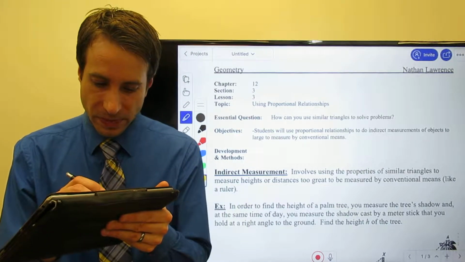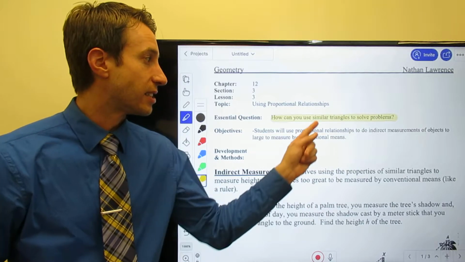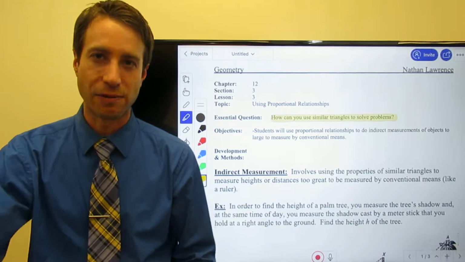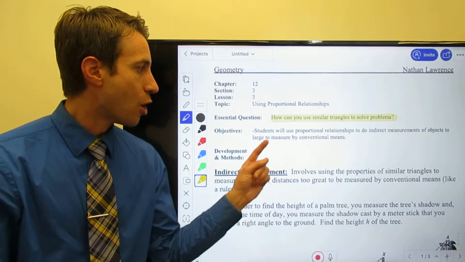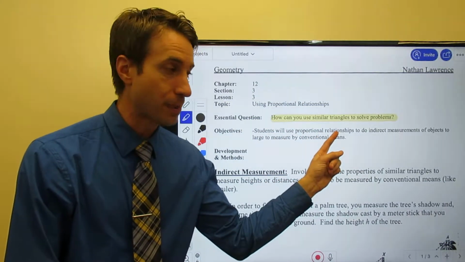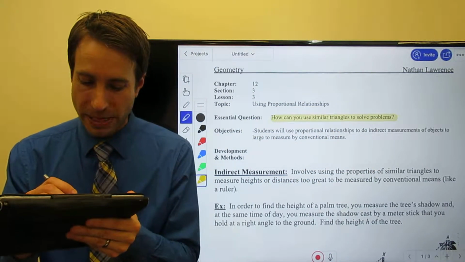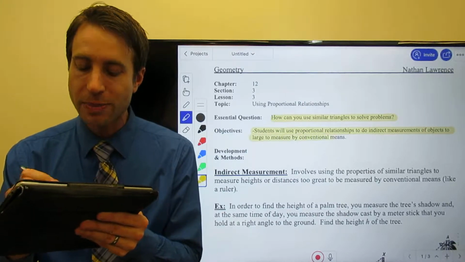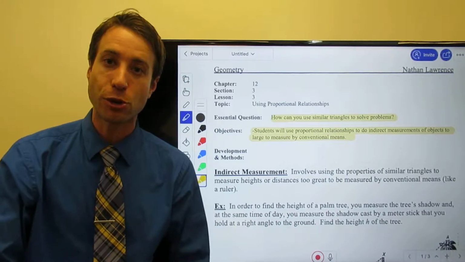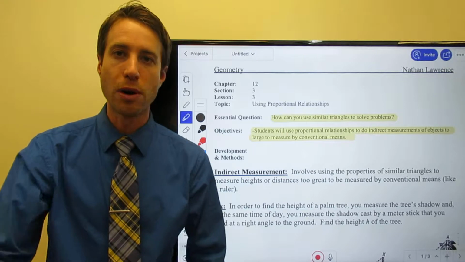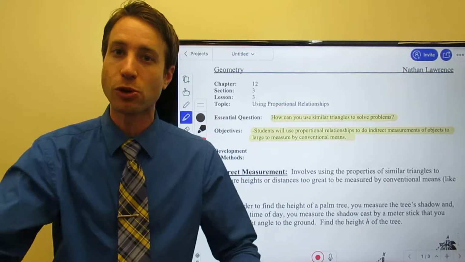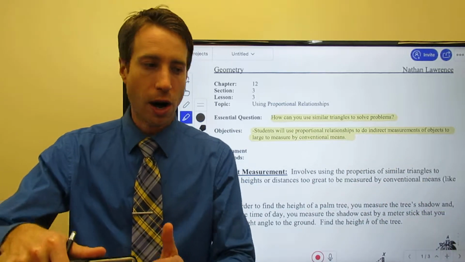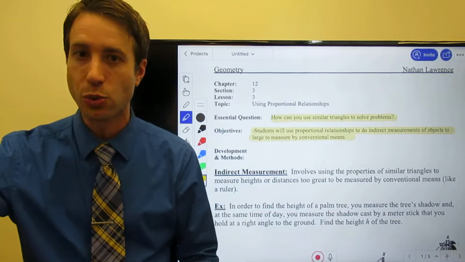What we're going to do is I want to know how we can use similar triangles to solve problems, but that's no different than what we've essentially been doing for several sections here. Here's what's going to happen. We're going to use the proportional relationships to do an indirect measurement of objects. An indirect measurement simply means that we're going to be dealing with objects that you cannot measure by conventional means. You can't pull out a ruler or a meter stick and just go measure it because of physical limitations, like if you're trying to measure the distance across a gorge, or the distance across a canyon, or the distance across a river and you don't have a boat.